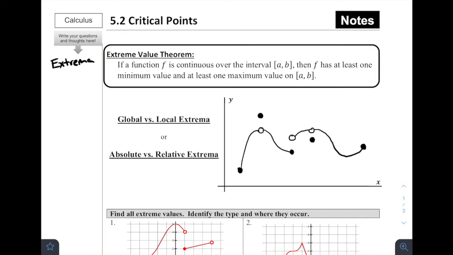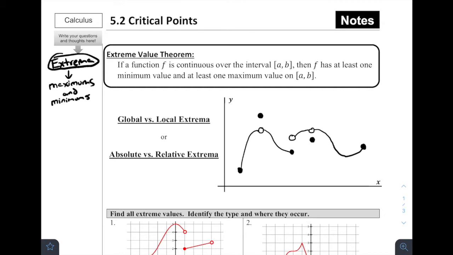If you've never heard of that word extrema, it is essentially a broad name for the maximums and minimums of a function. So extrema is like the extreme values, right? It's the most extreme. It is the biggest one, aka the maximum, or the smallest one, aka the minimum. And so what this Extreme Value Theorem says is if we know it's continuous over that interval, then there has to be at least one minimum and at least one maximum on that interval.